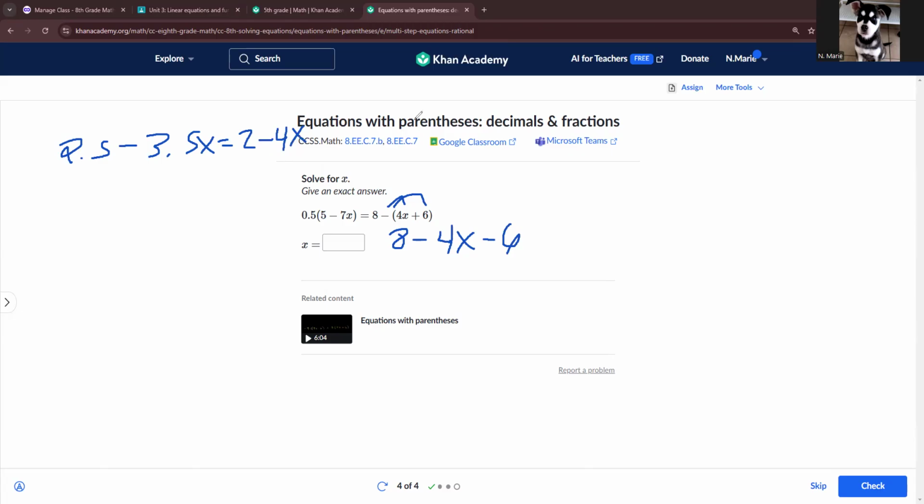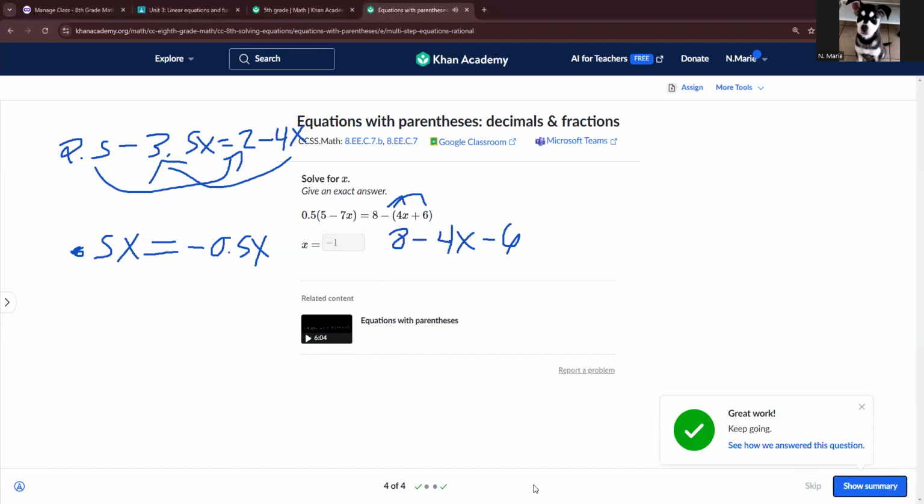And always, wait, hold on. Let me make sure I did my decimals right. 0.5 times negative 7. Yep, that's right. Okay. So then I'm going to move variables on one side. That's going to get me 0.5x. I'm going to move the numbers to the other. That's going to get me negative 0.5x. And divide both sides by negative 0.5. And you're going to get negative 1.